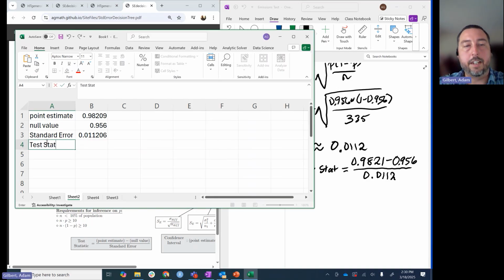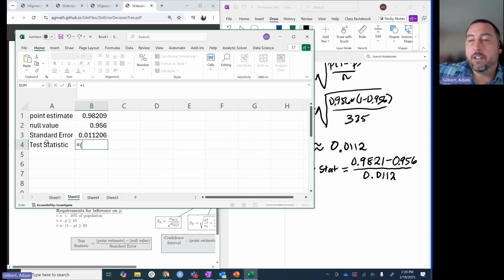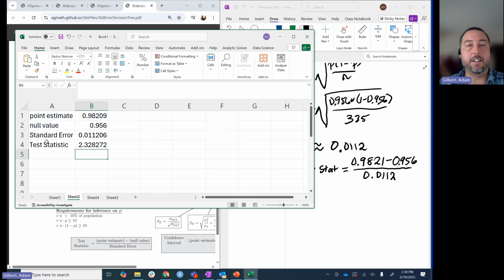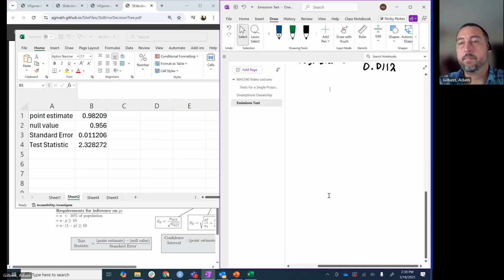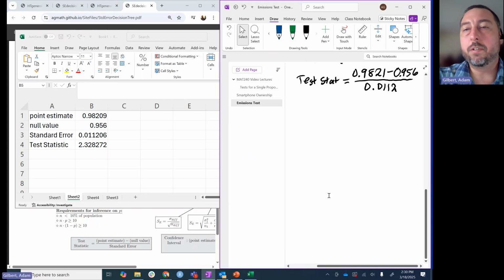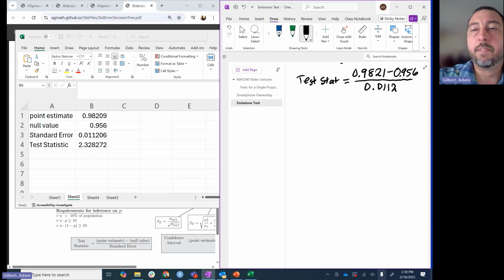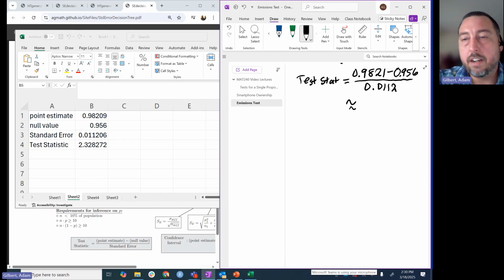So test statistic here. We've got, again, in parentheses, we want to make sure that the 0.9821 minus 0.956 is in the top of this fraction. So we're going to take the value in B1, we're going to subtract the value in B2, and we're going to divide by the standard error, which is stored in B3 right now. And we get a test statistic, about 2.33. Okay. So we're almost done, and we'll close out this video.